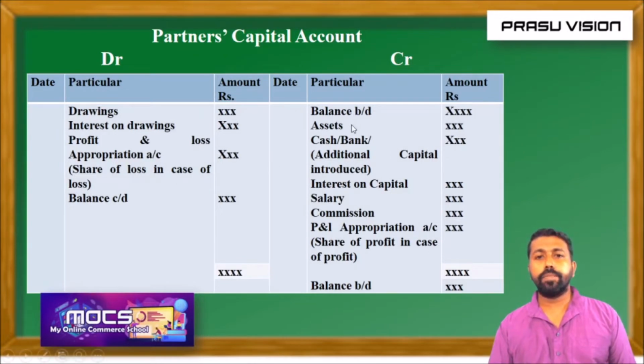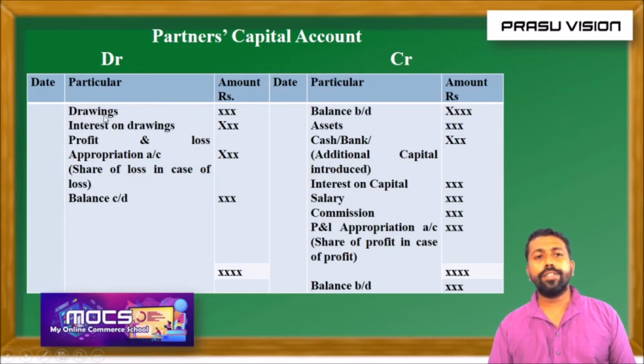Just look here. Opening balance, balance brought down. This indicates there is no amount of current account balances. Only one item will be there, opening capital. It is recorded on the credit side. If there is any asset brought by the partner as additional capital, assets or cash or amount in bank, it will be credited. Also interest on capital, salary, commission, also the amount of profit as per the profit and loss appropriation account is credited.